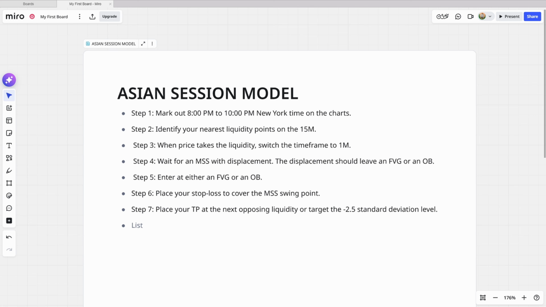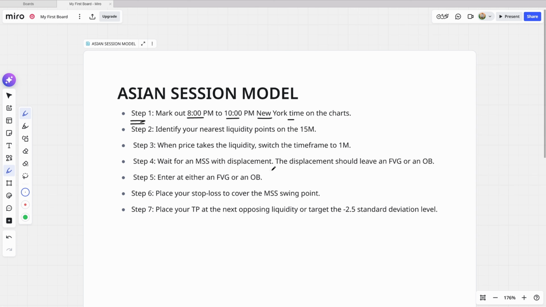This model focuses on precise liquidity grabs and market structure shifts. It's simple, effective, and perfect for those who like working with clear rules. So let's jump right into the Asian session model. The first thing you want to do is start by marking out the time window from 8 p.m. to 10 p.m. New York time on your chart.